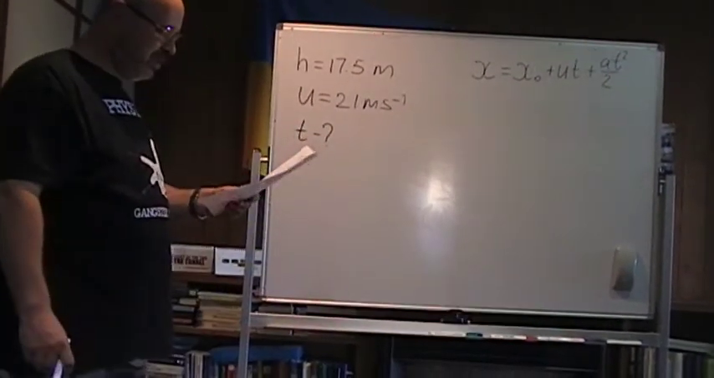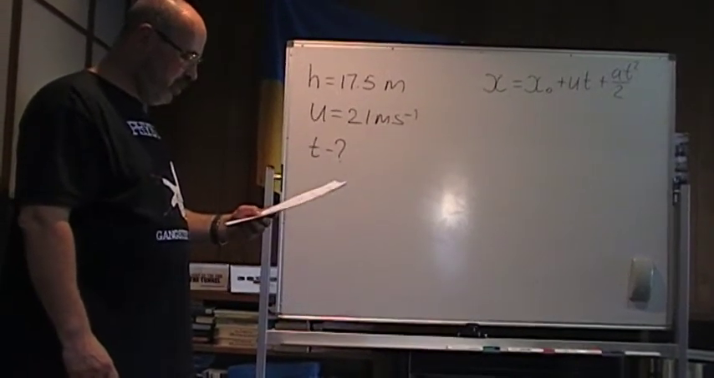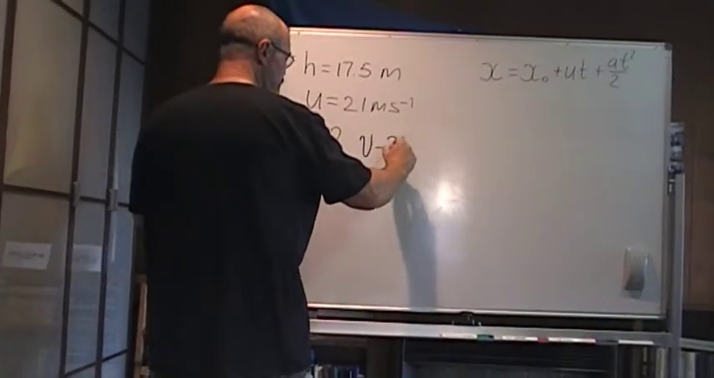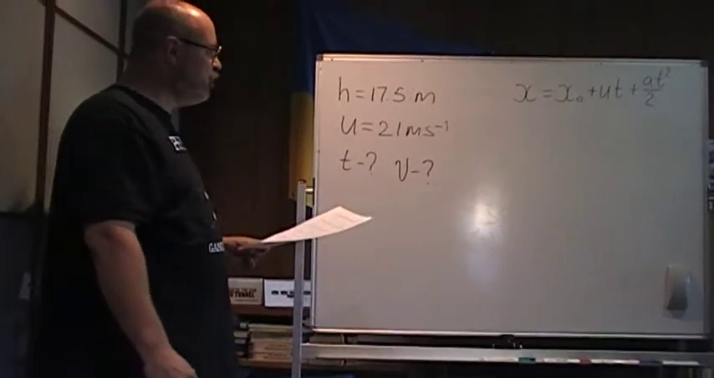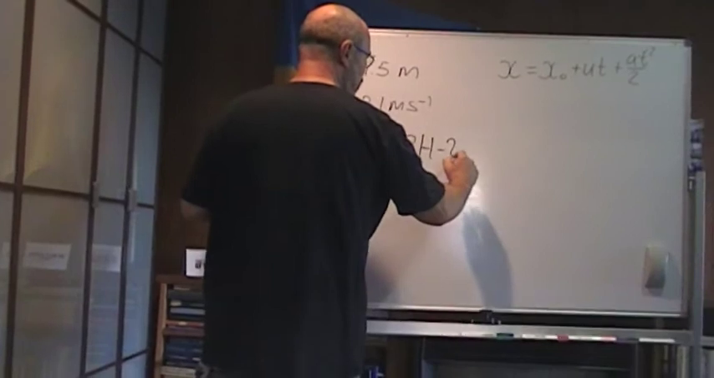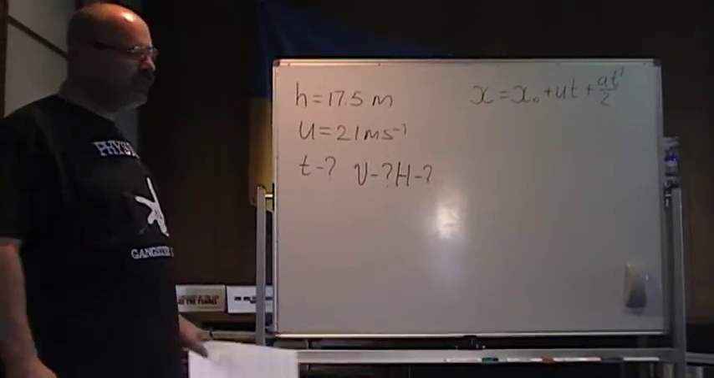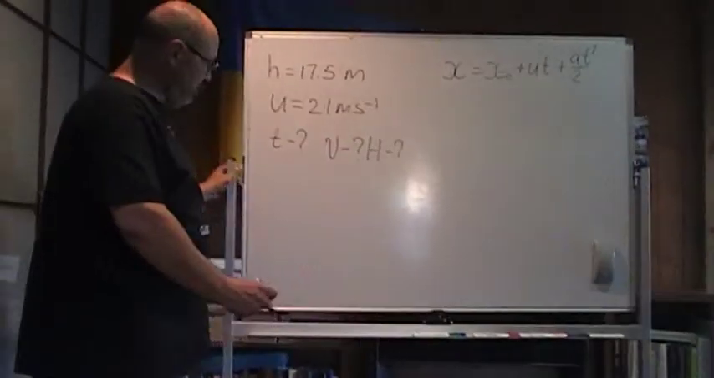The second question is, what will be the velocity of the stone when it hits the ground? And the third question is, what is the maximum height above the ground that the stone will reach? To solve this problem, let's make a small diagram.